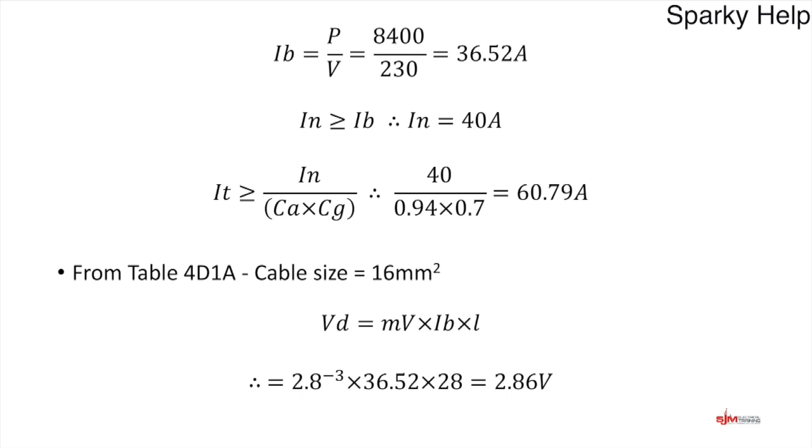and that gives you a grand total of 2.86. For this particular circuit, the maximum you would be allowed would be 11.5 volts drop. So that is well under, and because that is well under, it means that the 16 mil cable that we've selected is okay.